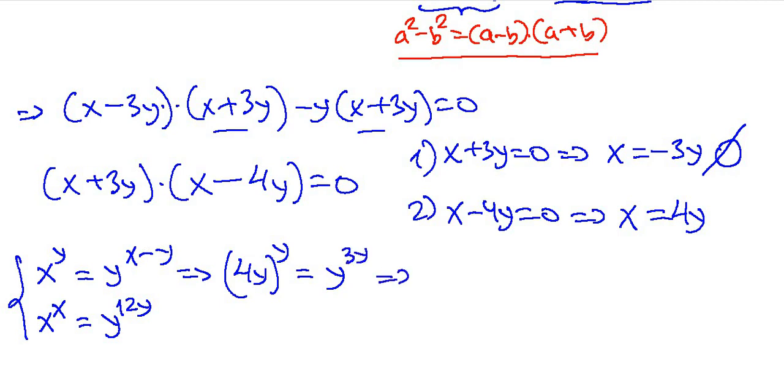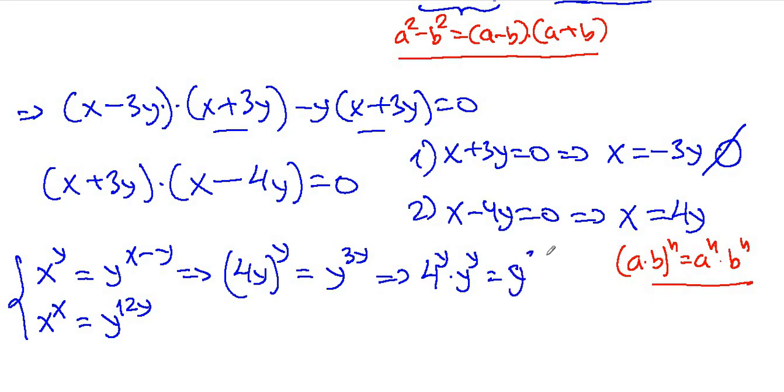Then by using the following formula, I can now expand to the power of y the left hand side. As you remember, a times b to the power of n is always equal to a to the power of n times b to the power of n. Now by using this formula, this is going to be equivalent to 4 to the power of y times y to the power of y is equal to y to the power of 3y. Let me solve for 4 to the power of y, then I will get 4 to the power of y is equal to y to the power of 3y divided by y to the power of y.